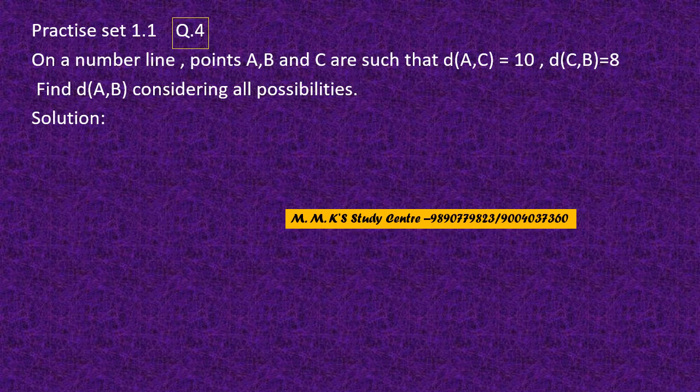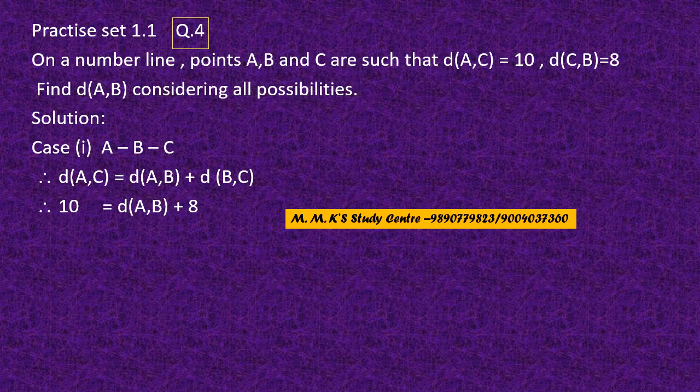So let us see case 1. In case 1 we will take the betweenness A-B-C, meaning here B is between A and C. So according to this, how will we write? Distance AC is equal to distance AB plus distance BC. Here AC is given as 10, so we will write 10 below AC. AB is not given, so AB will remain as it is, whereas BC is 8, so we write BC as 8.